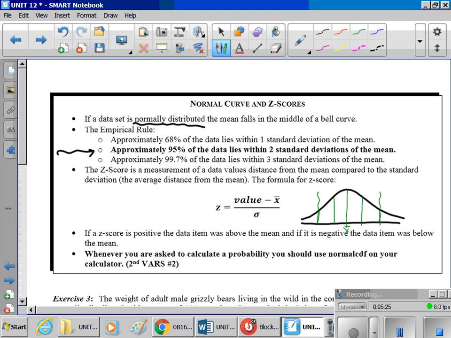All right, now there's something called a z-score, and that's the measurement of data values distant from the mean compared to the standard deviation, which is the average distance from the mean.